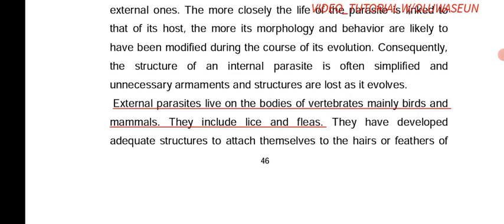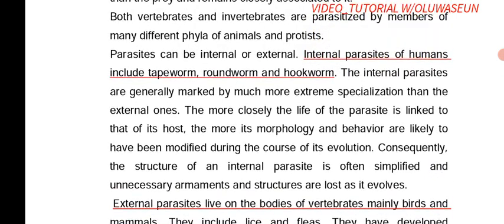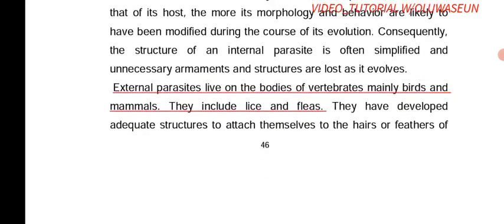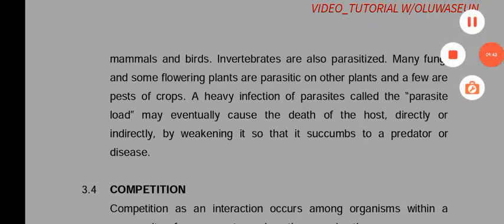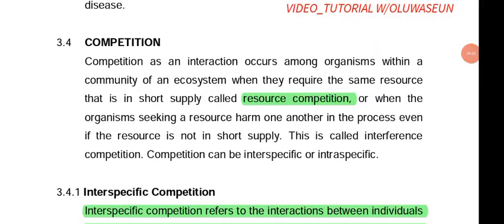Then we have external parasites that live outside. When we say internal, we mean something that lives inside an organism. You can see that tapeworm, roundworm, and hookworm are inside the body of humans. Then we talk of external parasites, which are parasites that live outside their host. Examples of parasites that live on the bodies of vertebrates, mainly birds and mammals, include lice and fleas. So that is that.